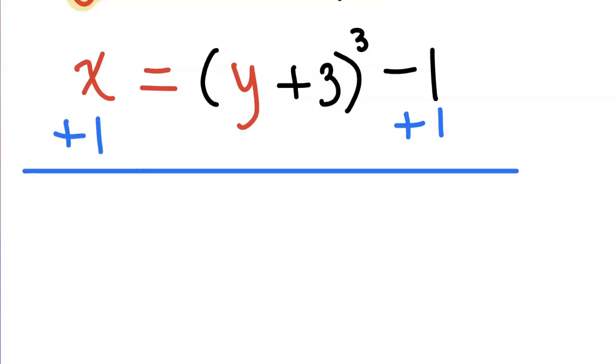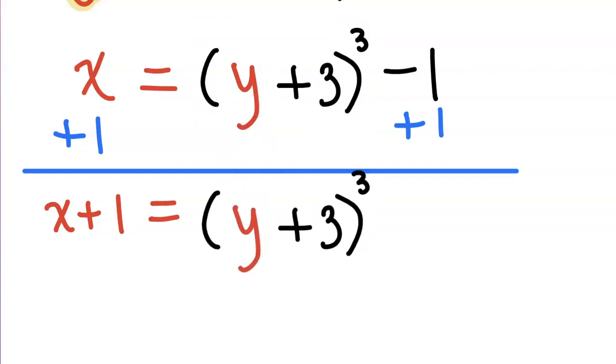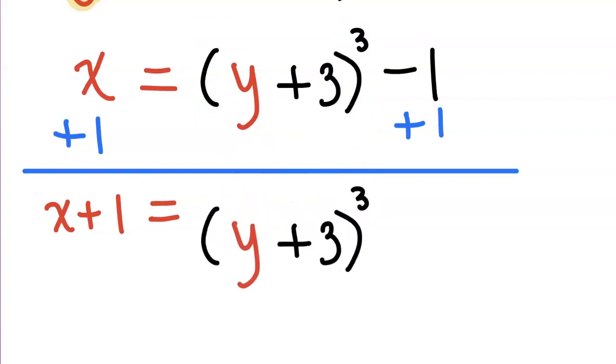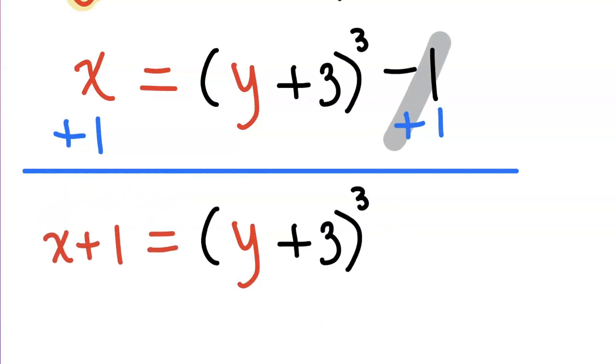If you add 1, the left side will turn into x plus 1 equals, now just this part comes down, right? But this plus 1 is now gone, and this minus 1 is now gone. Okay? Alright, let's continue solving for y.